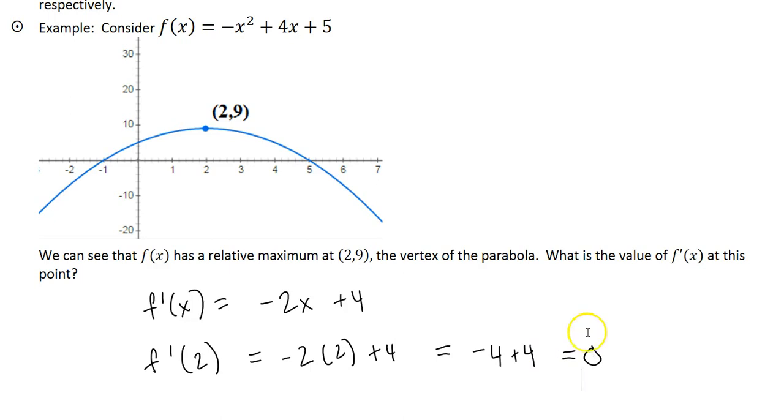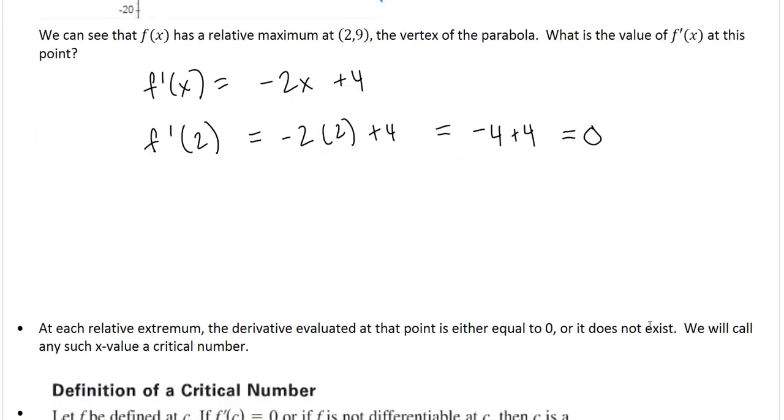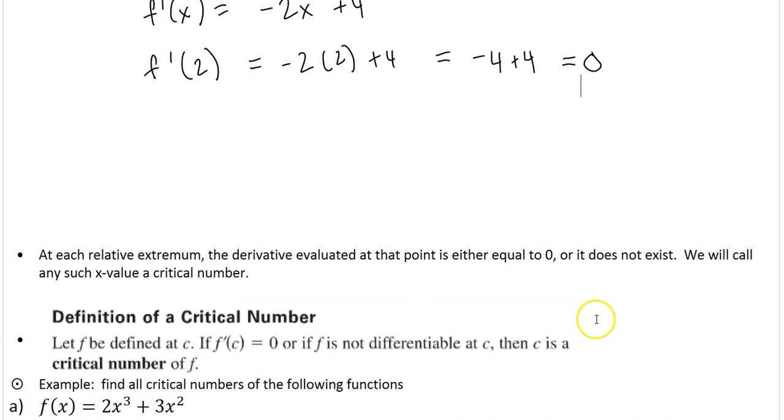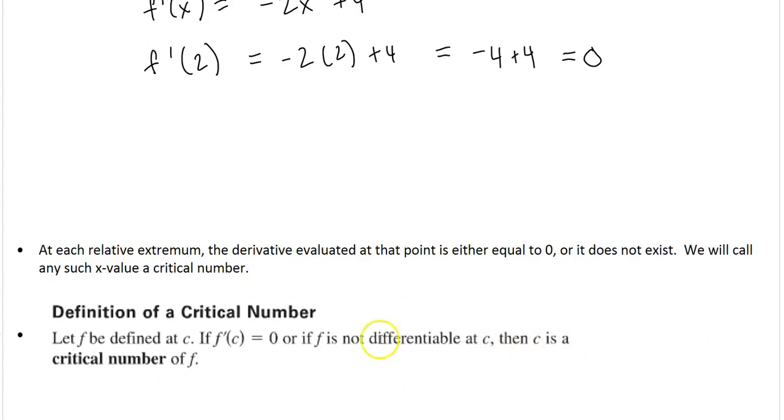And it turns out that this is not a coincidence. At each relative extremum, the derivative evaluated at that point is either going to be equal to 0 or it's not going to exist. So we call any such x value a critical number. This is the definition of a critical number. We're going to let f of x be defined at c, and if f prime of c is equal to 0, or f is not differentiable at c, then c is a critical number of f. You may see these called critical values as well. It means the same thing.